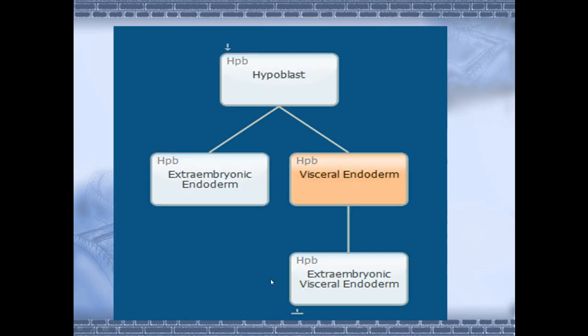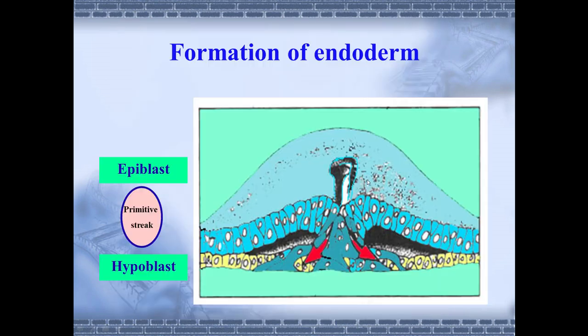Then what about the hypoblast? Hypoblast, endoderm, visceral endoderm, and extraembryonic endoderm, which further forms the extraembryonic visceral endoderm. Hypoblast, endoderm; epiblast, ectoderm. You can see the formation of the endoderm. Epiblast, hypoblast, the primitive streak is there in between, and there is a formation of the endoderm.